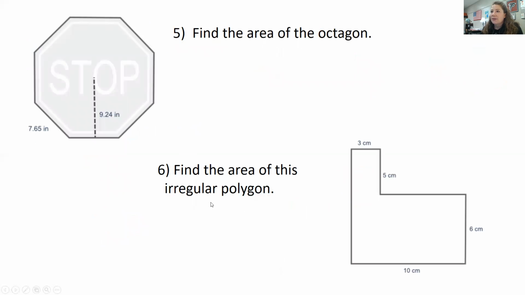All right, look at this thing. What is this? Stop sign. It's an octagon, right? So how can we find the area of this octagon? By using triangles or rectangles. Well, if I do this right here, that gives me a triangle. Well, if I just keep on going, how many triangles could I make?